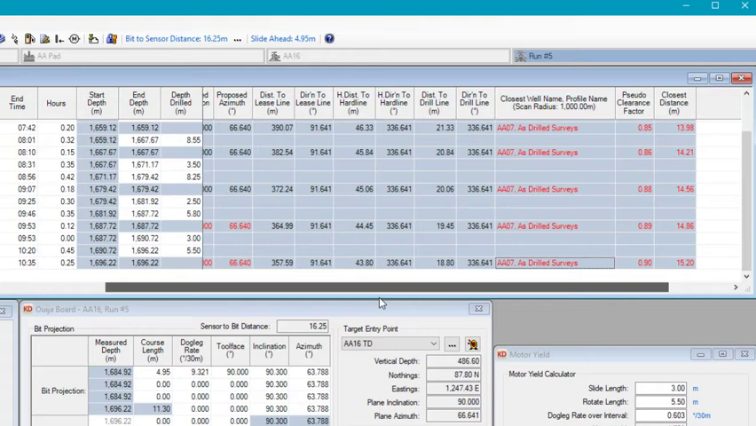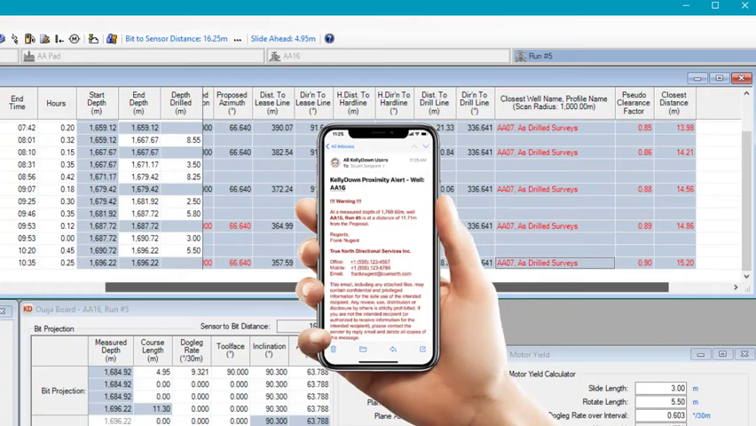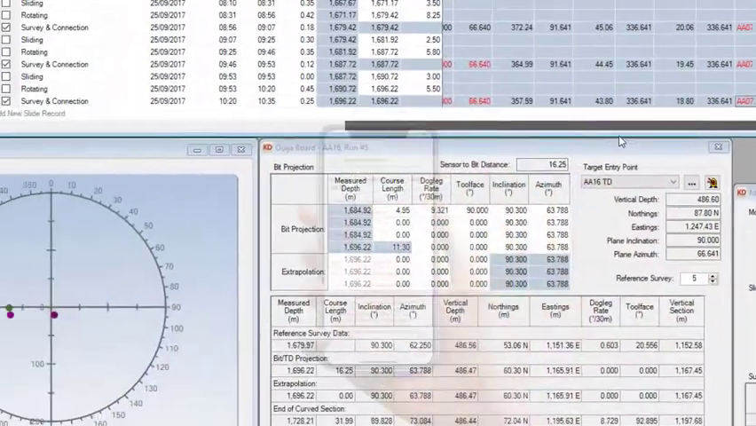And if that isn't enough, you can set up audio alarms and have KellyDown send you SMS text messages and email messages in case you miss any of the visual warnings.